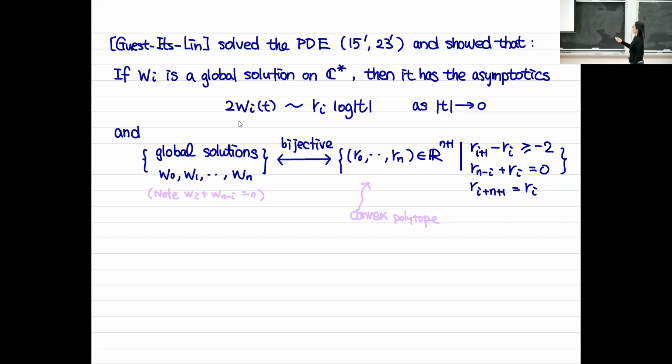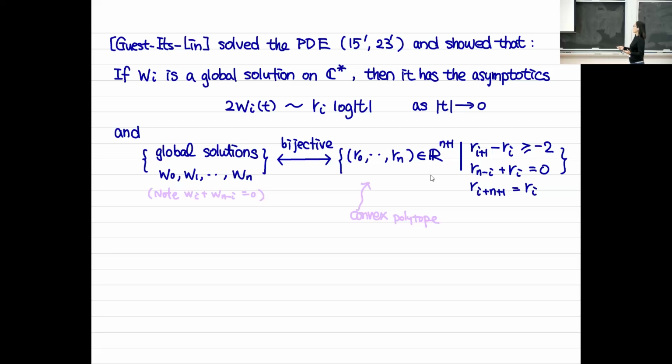So w_i has this kind of asymptotic behavior: it is half of gamma_i log t, where t is the variable on C star. It is a one-to-one relation with this convex set. On the left-hand side, you have the set of all global solutions. Remember that we have this anti-symmetry, so w0 is minus w_n.